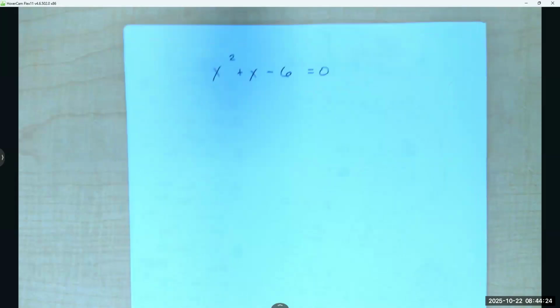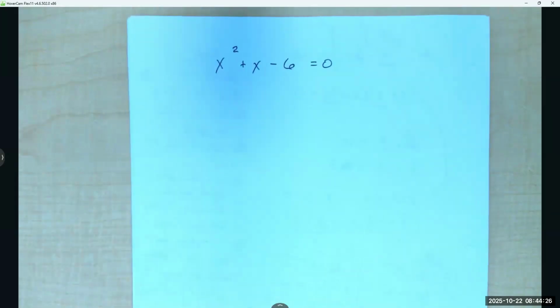What if we had this? What are my steps telling me to do first? What's my first step? Set it equal to 0.